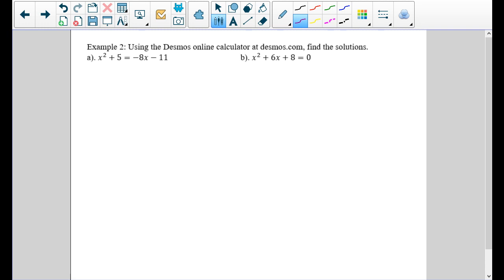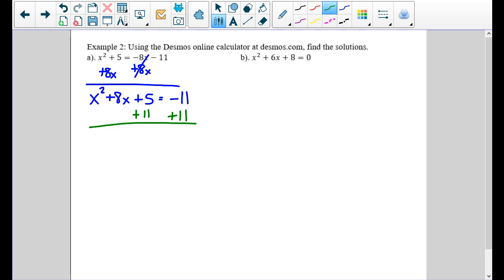So again, set this thing equal to 0 first. So if I get an equation like letter A here in example 2, let's get it set equal to 0 first. So I'm going to add this 8x over. And if you want to do this in one step, you can do both in one step. And I get plus 8x on the left side. So x squared plus 8x plus 5 equals negative 11. Those cancel. And then I'm going to add 11. So if you want to do that in one step, I'm good with that. So now I have x squared plus 8x plus 16 equals 0.